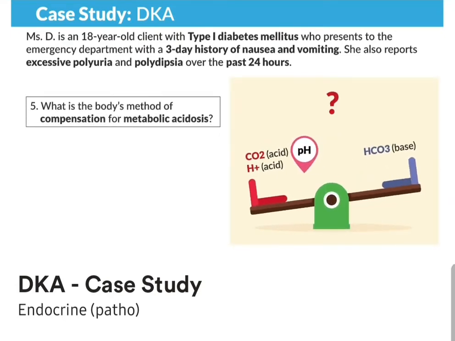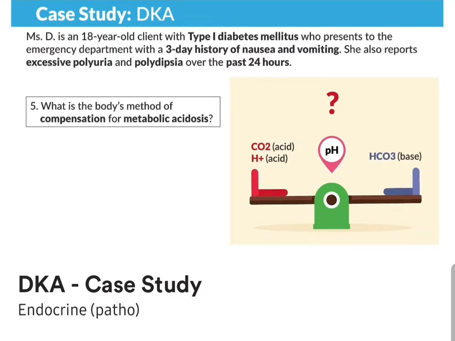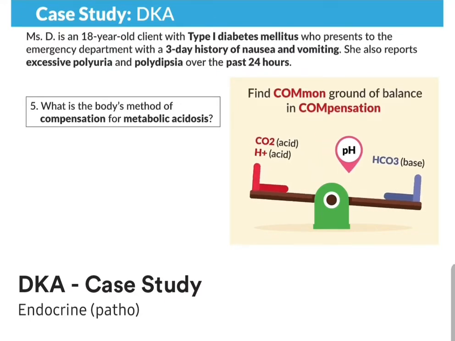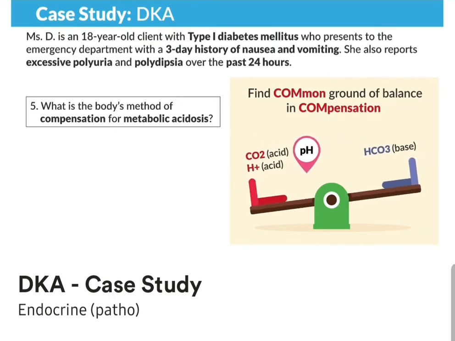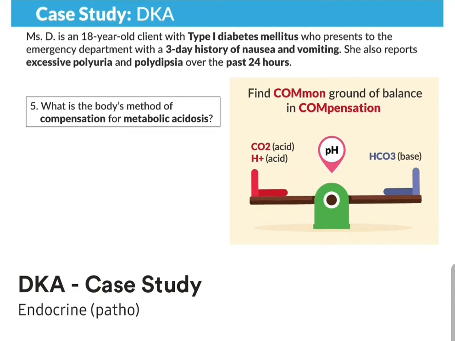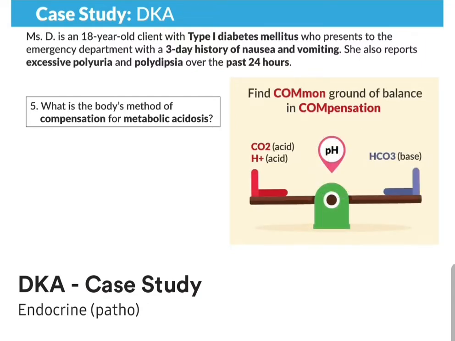Now lastly, question number 5. What is the body's method for compensation for metabolic acidosis? So remember, compensation is the body's way of balancing itself, or basically finding that common ground of compensation. So pause the screen and try your best to answer this question. All right, so let's break it down here.